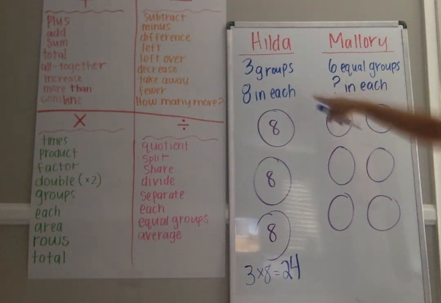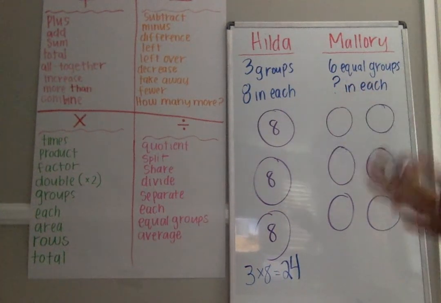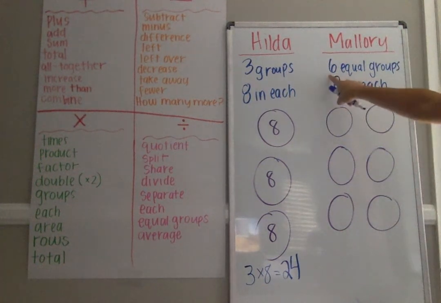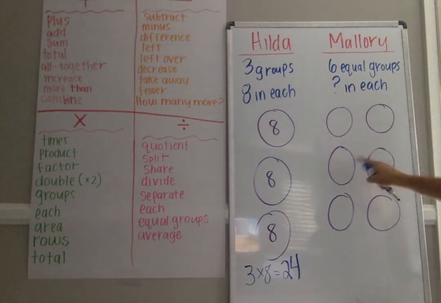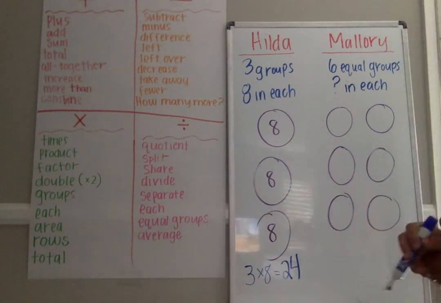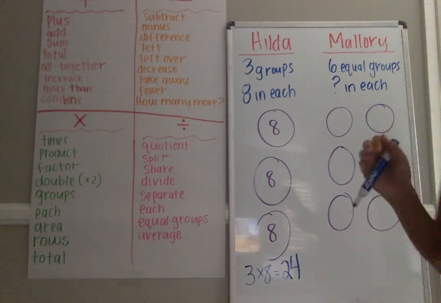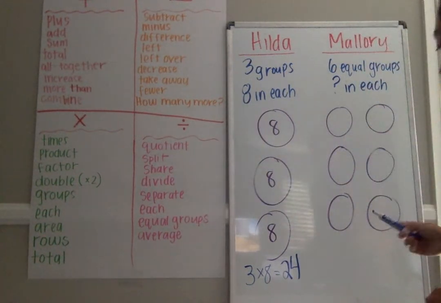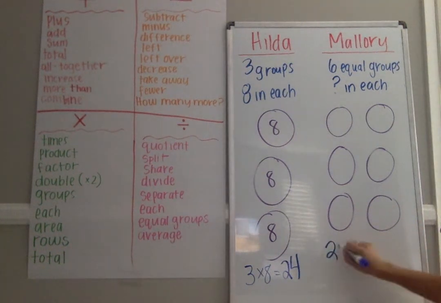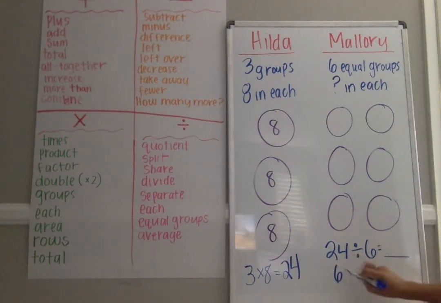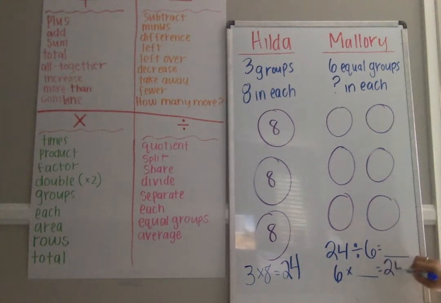Now, the beginning of our problem said that Hilda and Mallory have the same amount. So, not the same amount in each group, but the same amount overall. So that means that Mallory is going to need to have 24 as well. And she has 6 equal groups, but we don't know how many are in each group yet. So this is going to become a division problem because we need to divide 24 seashells equally into 6 groups to figure out how many are going to be in each. So down here I'm going to write 24 divided by 6, and then we still don't know the answer. You can flip this to multiplication and say 6 times what equals 24.